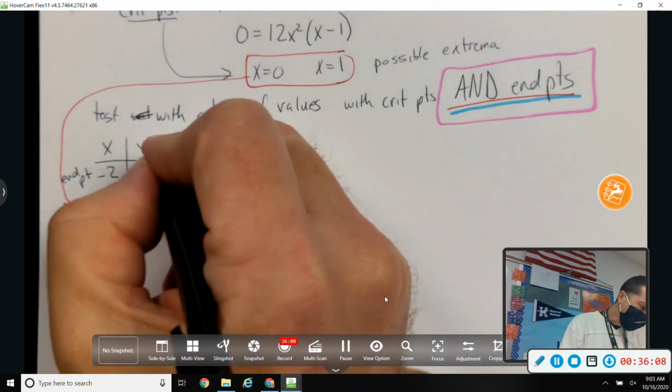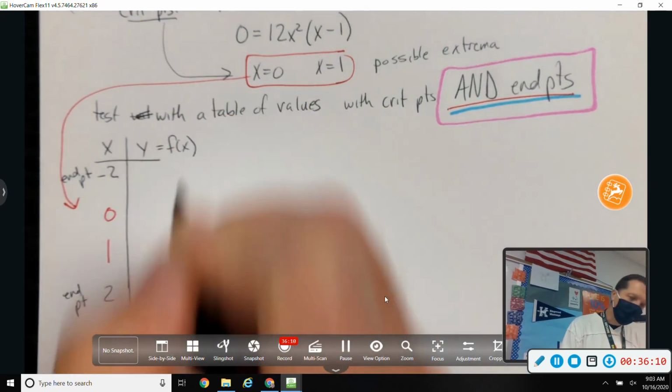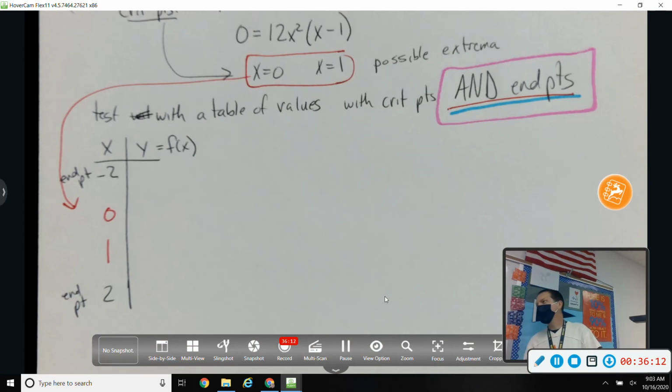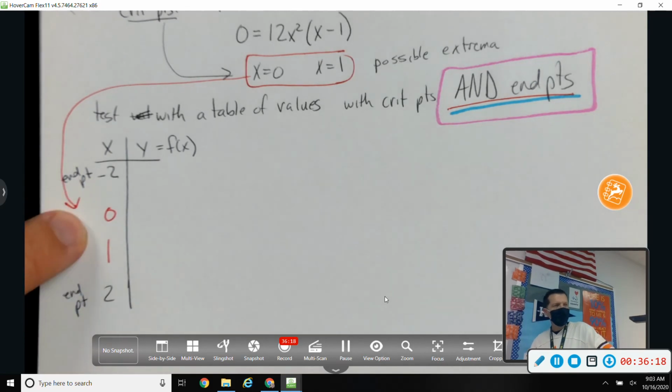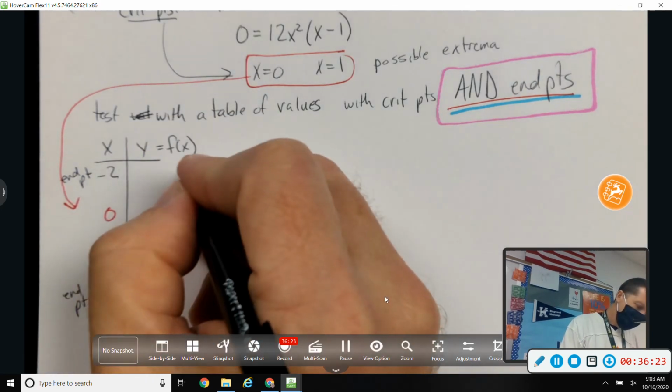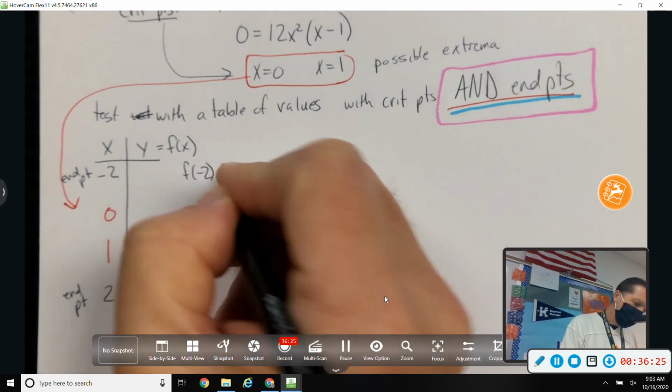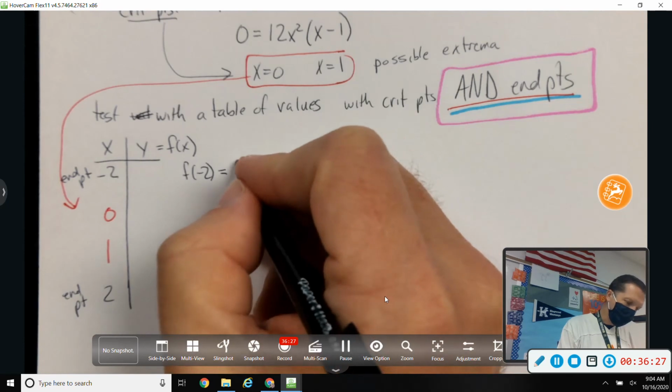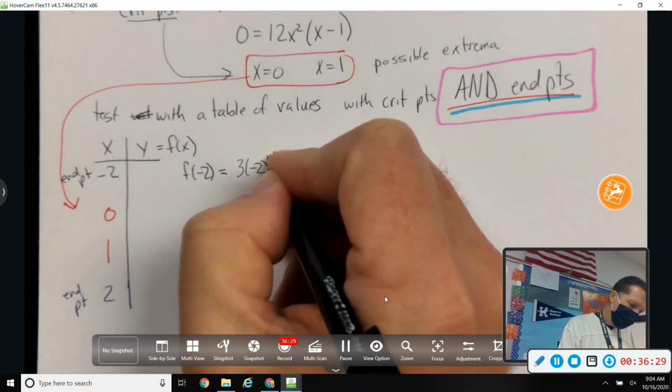And we want to test them into the original and just compare their y values. We don't want to graph the whole thing. We just want to check these key points, endpoints, and critical numbers to see who's the highest and who's the lowest. So f of -2. Again, I'm going back to my original function.